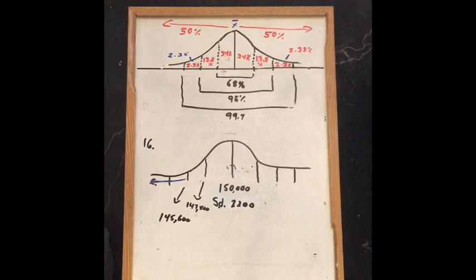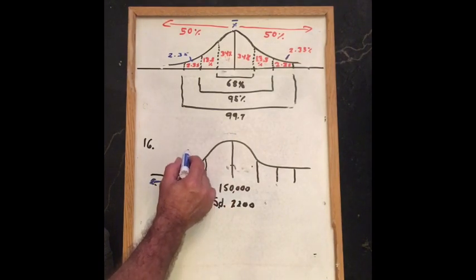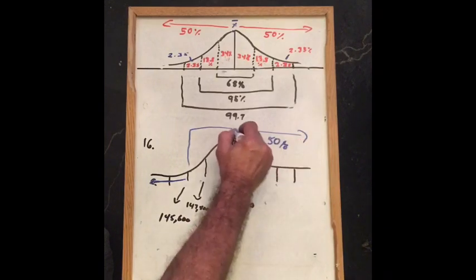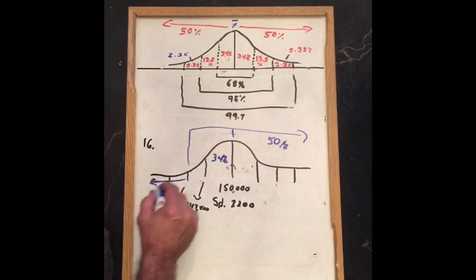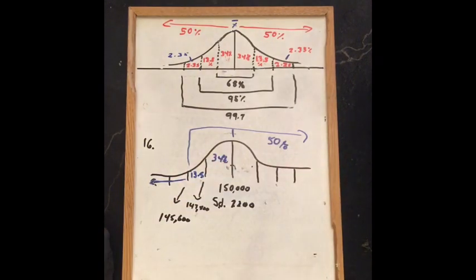Okay, to do that, what we're going to do here is take a look at this value, I believe here. This is 50% from here to here. This is 34% here. Then we have 13.5 in here. So if we add those up, we get 50 plus 34 plus 13.5, and we end up with 97.5.